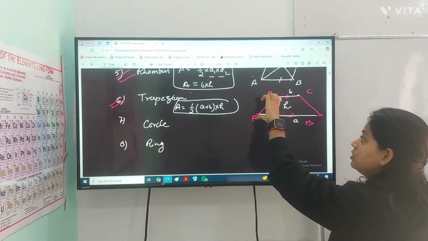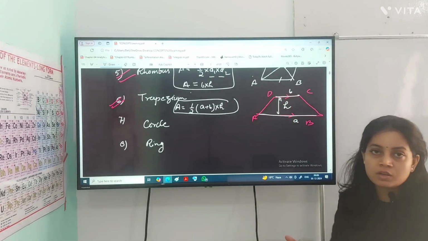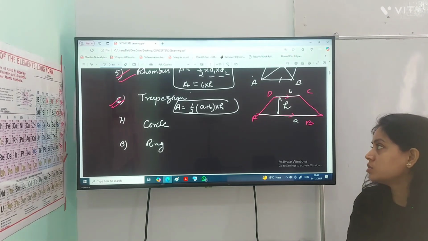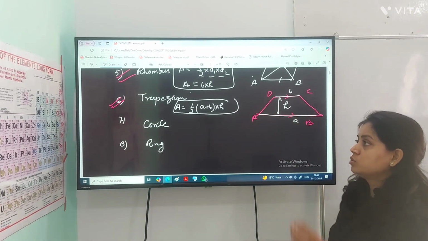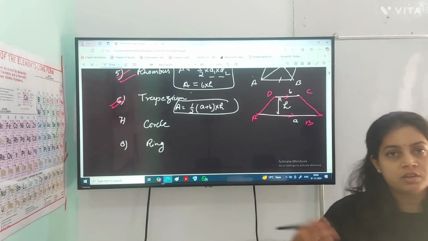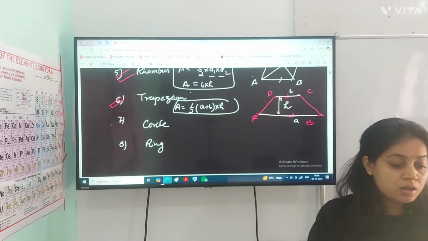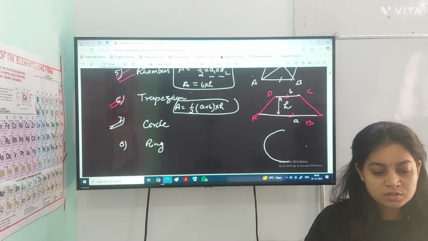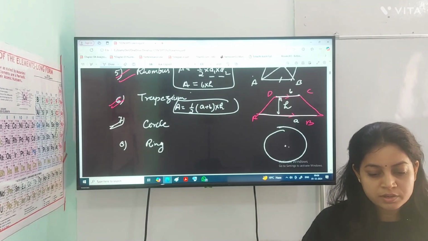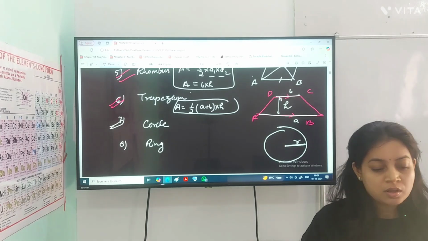And the next one, I think you all know, the isosceles trapezium. What is an isosceles trapezium? When these two non-parallel sides are equal, then definitely it will be an isosceles trapezium, and this angle will be equal to this. And that is a different case when we use it in geometry. And after that we have the circle.